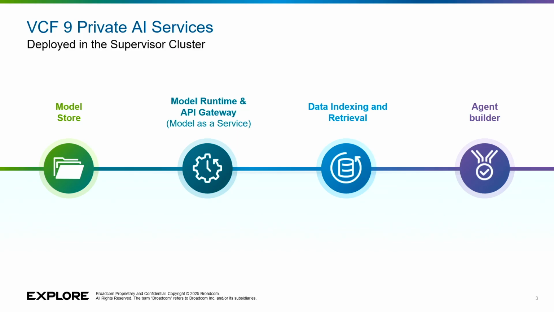I want to talk a little bit about some of the recent services that we've brought out with version 9. Model Store is, just as it sounds like, a repo that you would deploy on premises. It's actually open source Harbor, been running with containers for a while, and we've extended it to leverage models. Next, we have Model Runtime and API Gateway. This is just an easy button for you all, your teams, to be able to deploy models as a service.